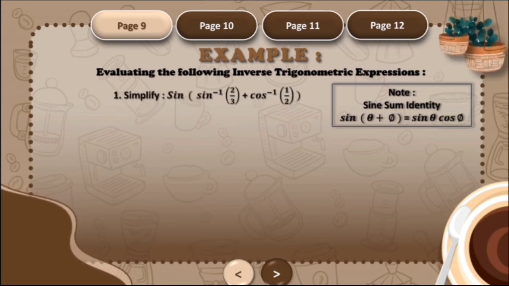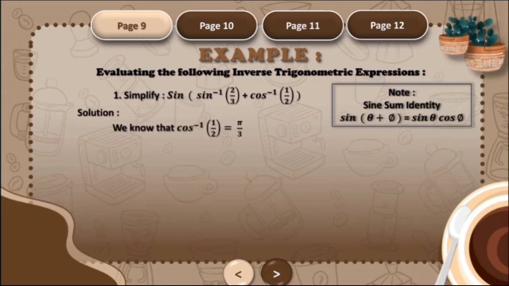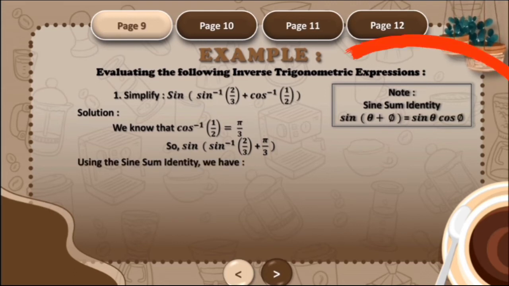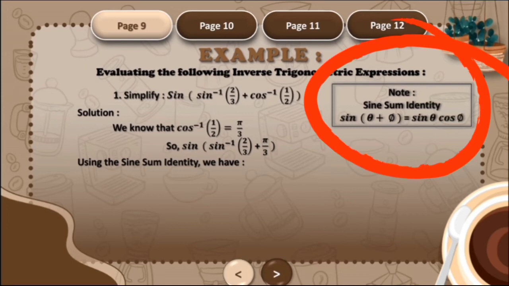Now in item number 1, we are given a task to simplify a certain equation. And in this given item, before we attempt to simplify the whole equation, let us first solve cosine inverse of 1 over 2. So we all know that cosine inverse of 1 over 2 is equivalent to pi over 3. So therefore, we now have sine times the quantity of sine inverse of 2 over 3 plus pi over 3. Now that we have an almost complete equation, let us derive it using the sine sum identity. Sine of theta plus phi equals sine theta cosine phi plus cosine theta sine phi.